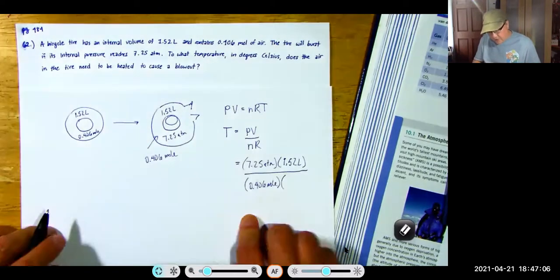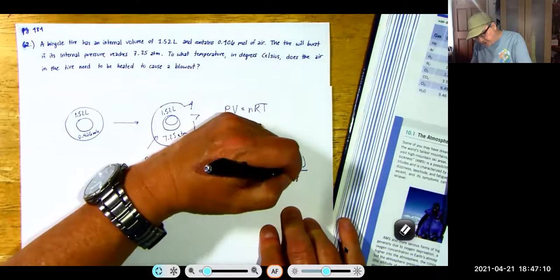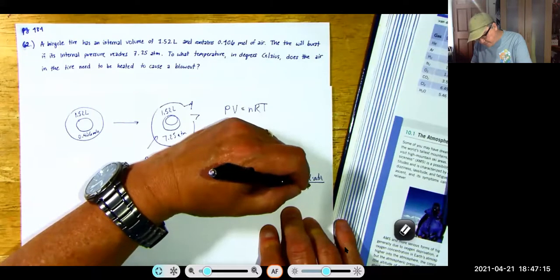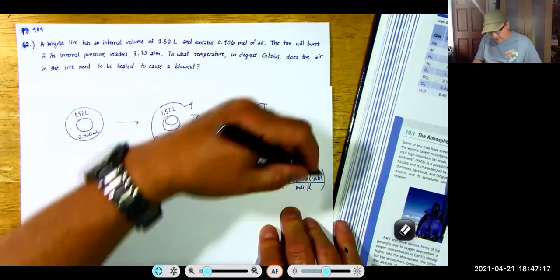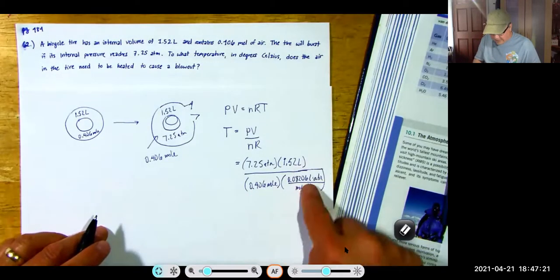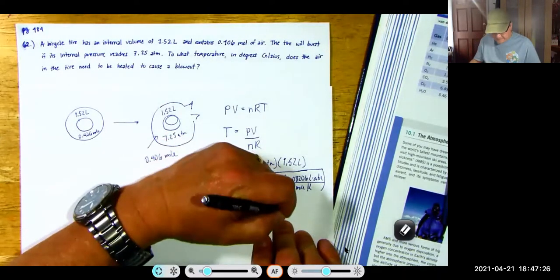And what are we going to use for R? We're going to use the R with atmospheres in it. So, 0.08206 liters atmospheres per mole K. Here we can see that the atmospheres cancel, the liters cancel, the moles cancel, and the K doesn't. So we're going to get K for our final answer.